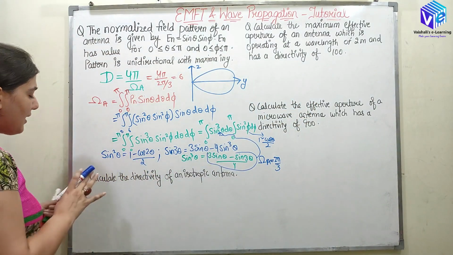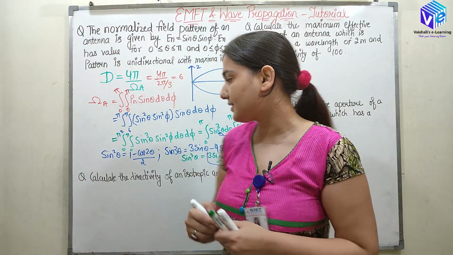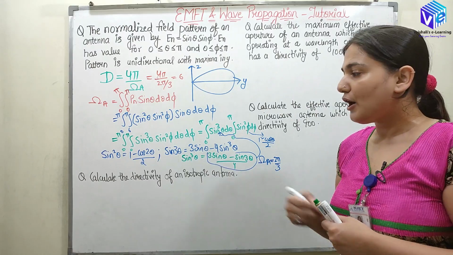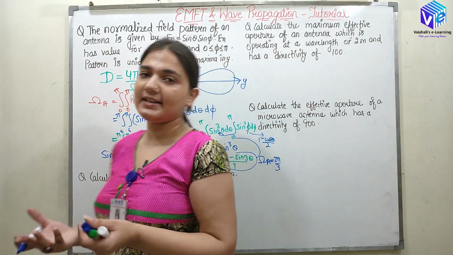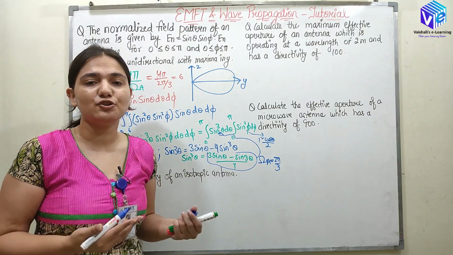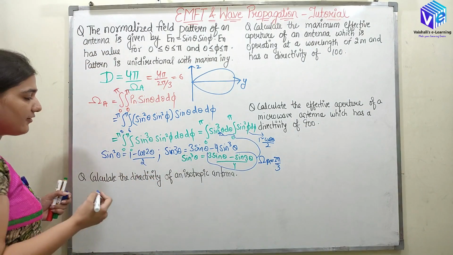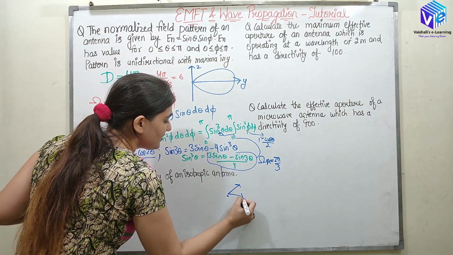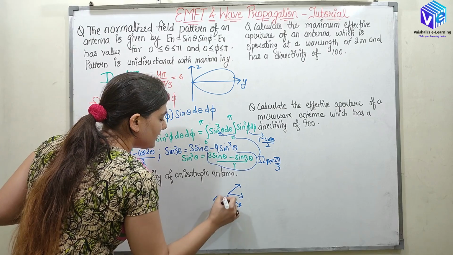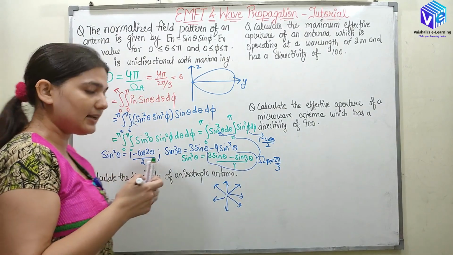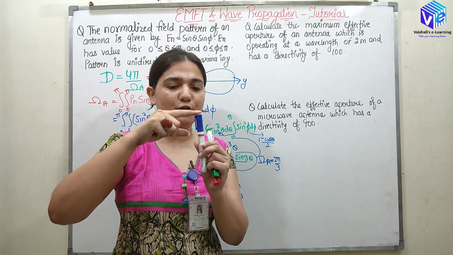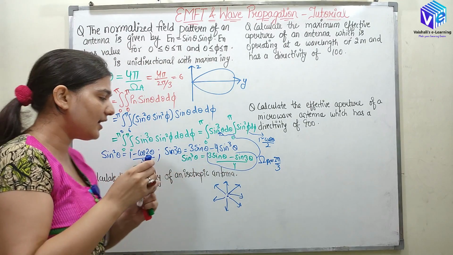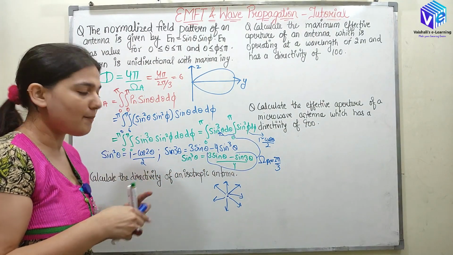Now I will be discussing the next question. It states, calculate the directivity of an isotropic antenna. So what is an isotropic antenna? I have discussed the isotropic antenna in the lecture video itself. An isotropic antenna is any antenna which is radiating in 360-degree direction. So if I have an antenna, let's suppose this is my antenna top, and it is radiating in all of the possible directions present here. So this is an isotropic antenna.